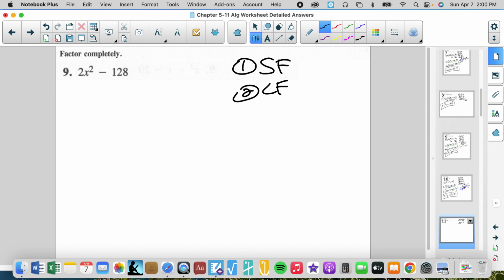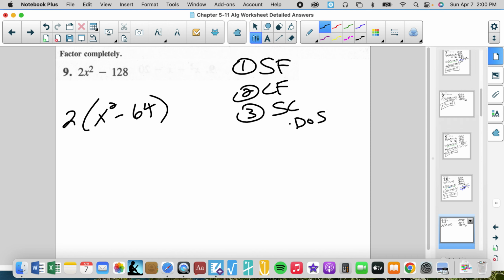Standard form, yes. Common factor, 2. X squared minus 64. And that is the difference of squares. Are you able to recognize perfect squares? Yes. X minus 8, x plus 8.